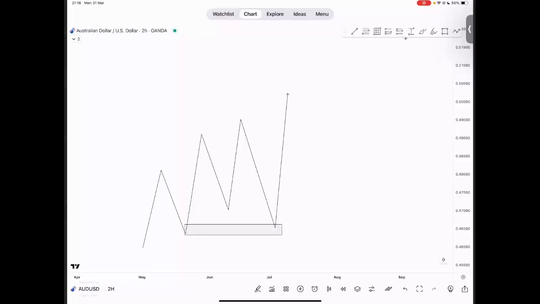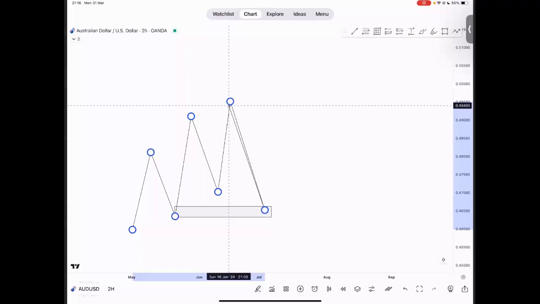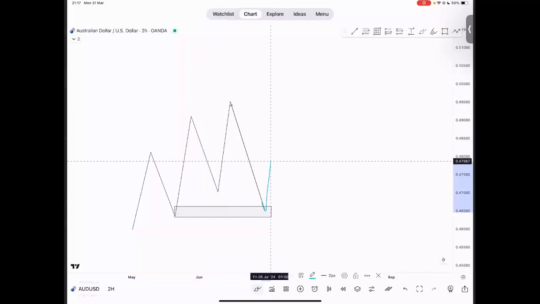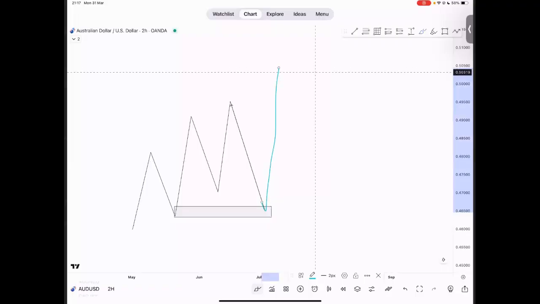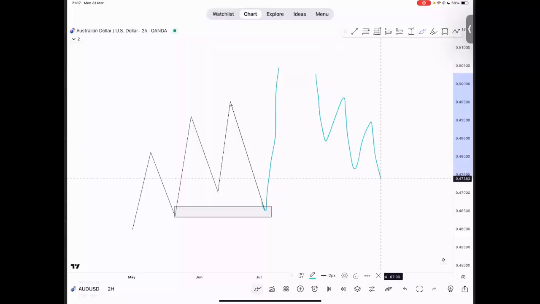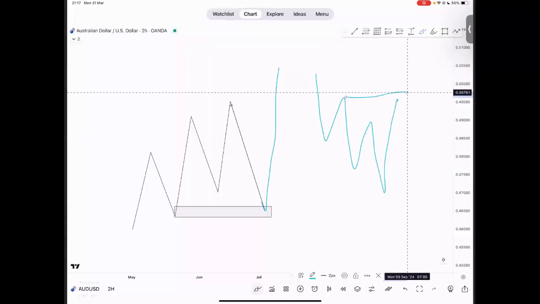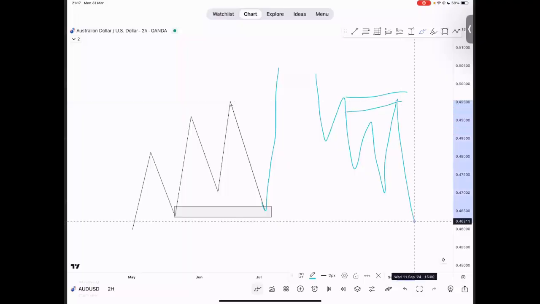And then every supply zone in the market has a function, which is to send price back down. Which means that every valid demand zone is expected, under normal circumstances, to reject price to the upside when price approaches it. And every valid supply zone is expected, when price approaches it, to send price back down.